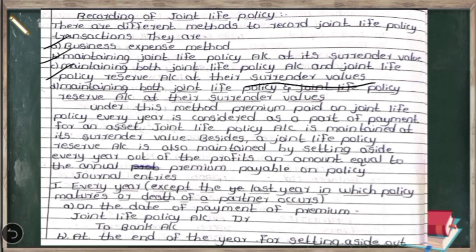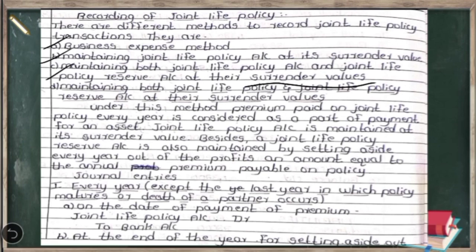So let us consider the journal entries now. Before that, let me read the paragraph for you. Under this method, the premium paid on joint life policy every year is considered as a part payment towards an asset. Joint life policy account is maintained at its surrender value. Besides, a joint life policy reserve account is also maintained by setting aside every year out of the profits an amount equal to annual premium payable on the life insurance policy.